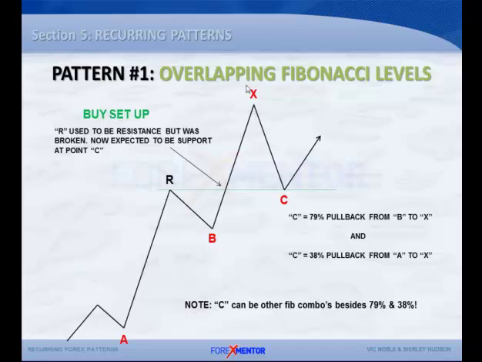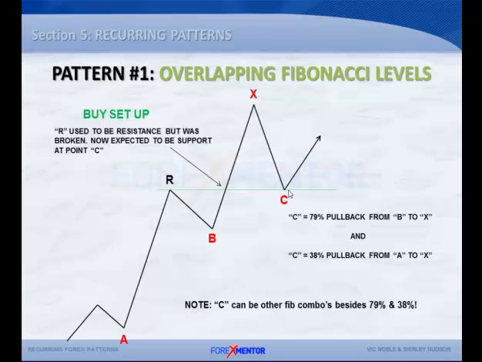We can see that from point A up to point X we had a 38% retracement that came to this point C right here. And then if you measure from point B up to point X, this was a 79% retracement, from B up to X down to point C. And from A up to X, we have a 38% retracement also happening at point C. So we say we have overlapping Fibonacci levels.